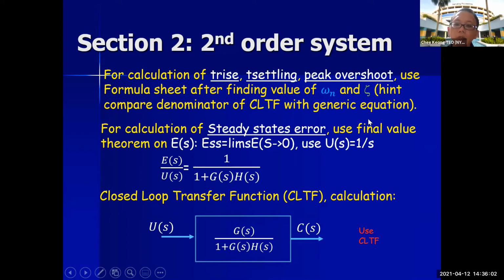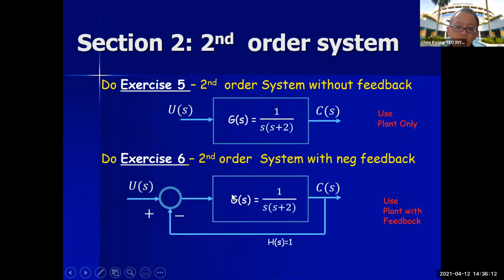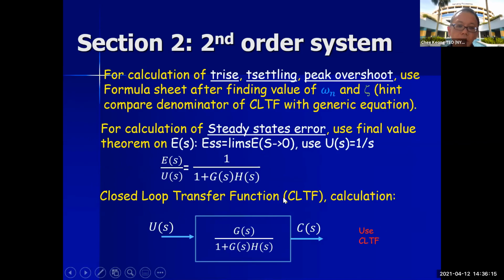That means the denominator of the generic equation, which is s squared plus 2 zeta omega n s plus omega n squared, and your closed loop transfer function that you calculated from G over 1 plus GH, right? By comparing the two denominators, we'll be able to find omega n and the damping ratio. With omega n and damping ratio, you go to the formula sheet and solve for T rise, T settling, T peak. In fact, omega n and zeta are the key to finding all the timing parameters.